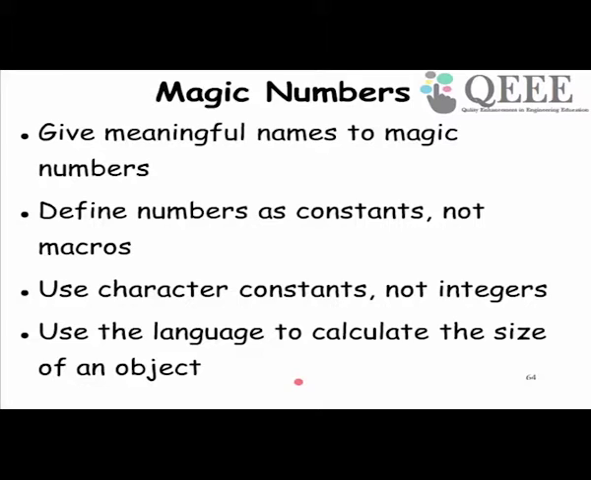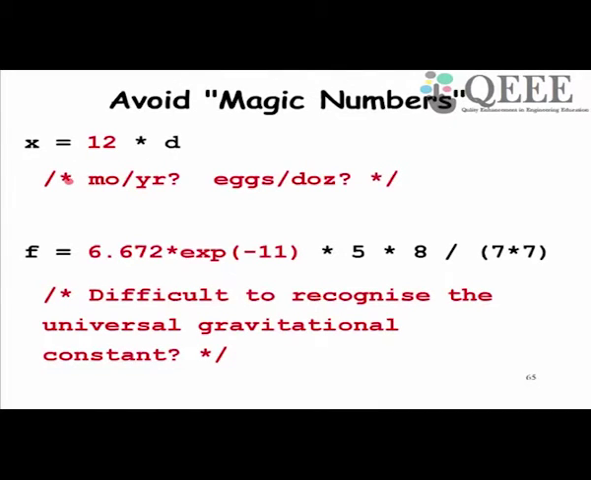The next style aspect that we will consider is magic numbers. If we use constant values inside the program, it becomes hard for somebody to make out why you used those constants. For example, if we had written one line of code, x equal to 12 into d, then somebody reading the code will wonder why did you use 12? Is it the number of months in a year, or is it the number of eggs in a dozen? It becomes highly confusing in what context you have used it.